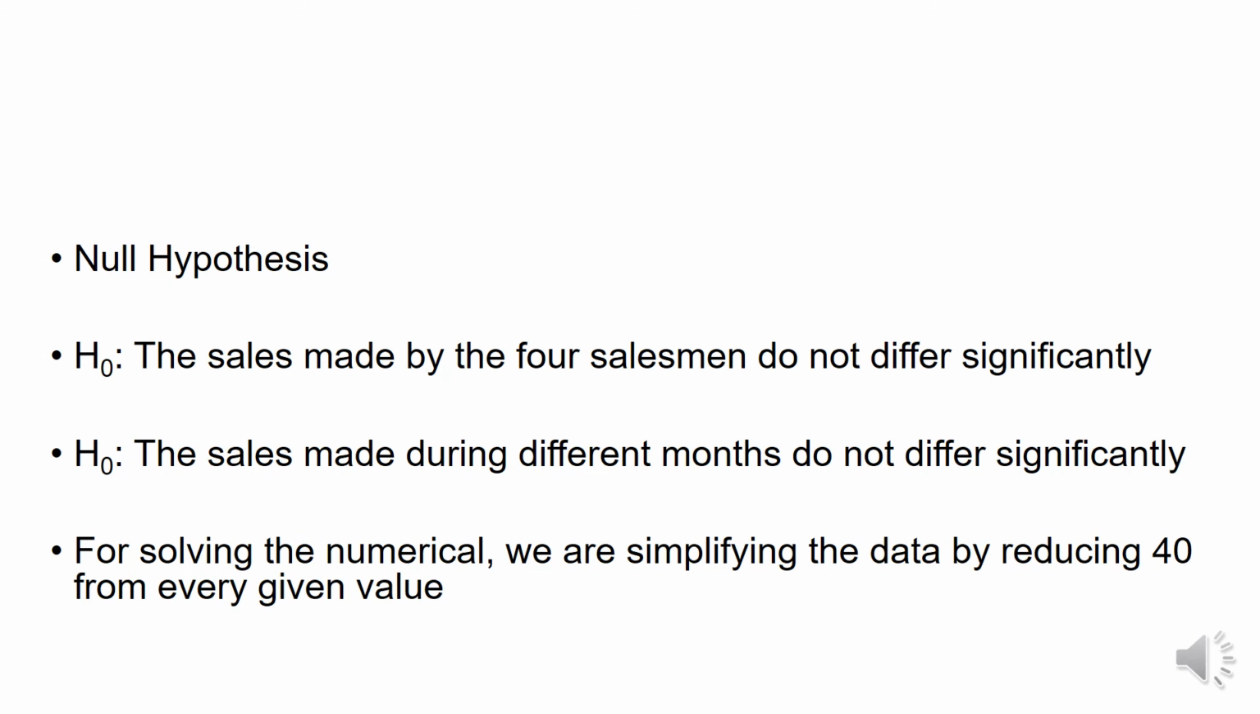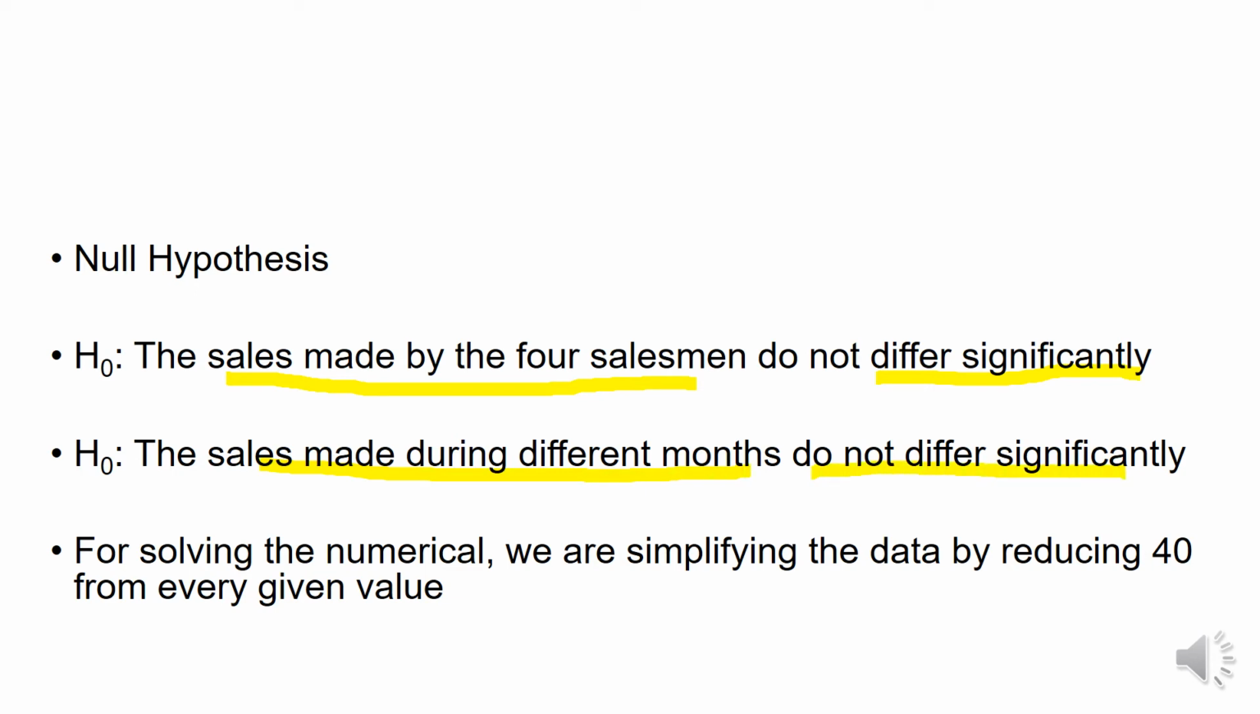Prior to moving further, we'll propose the null hypothesis in this case. In this case, there will be two null hypotheses. So in the first part, the null hypothesis would be the sales made by 4 salesmen do not differ significantly. And in the second case, it would be that the sales made during different months do not differ significantly.